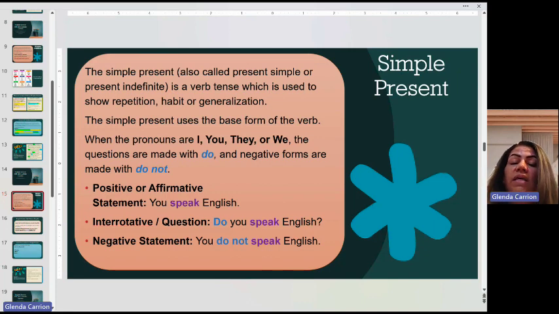Okay? Let's look at the examples. To make a positive statement, you would say, you speak English. To make a question, you would say, do you speak English?